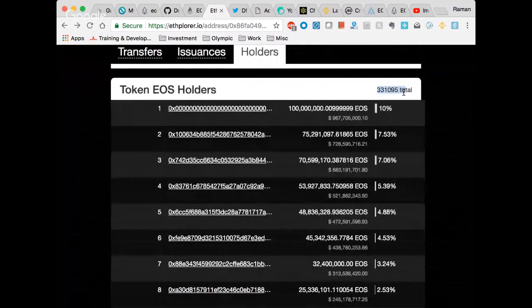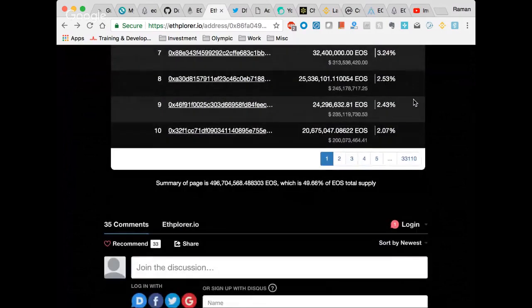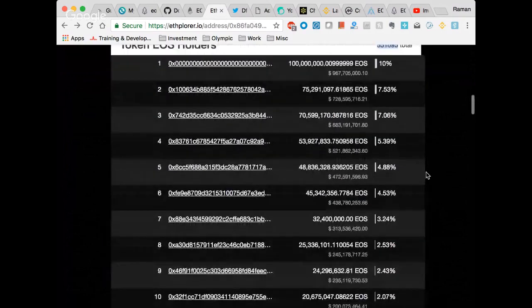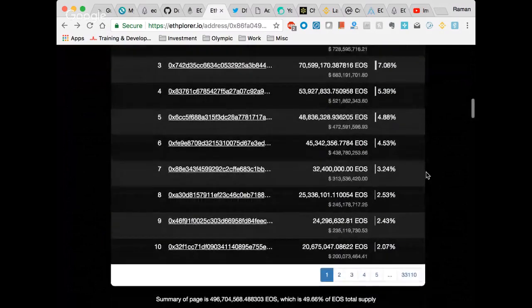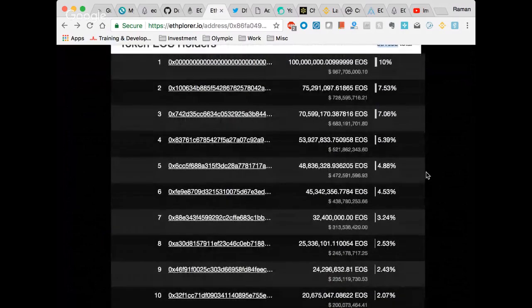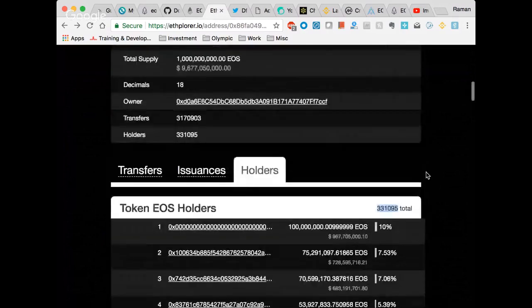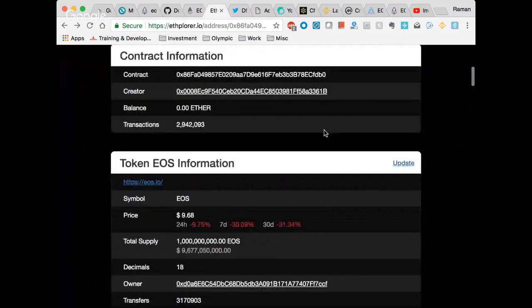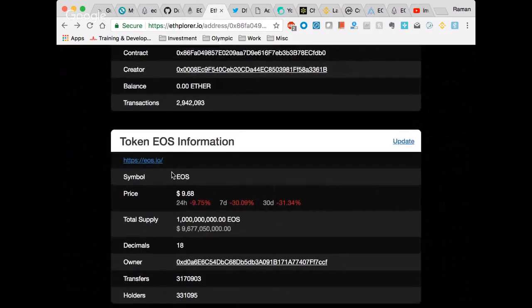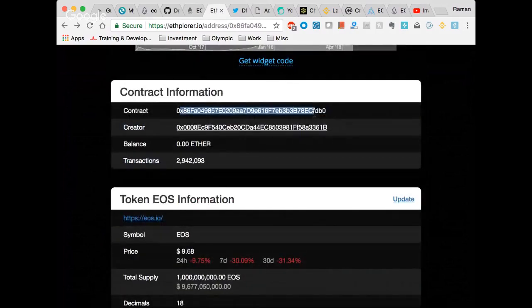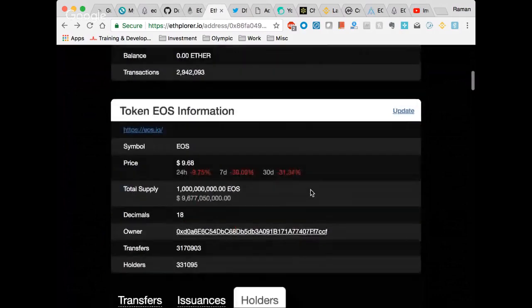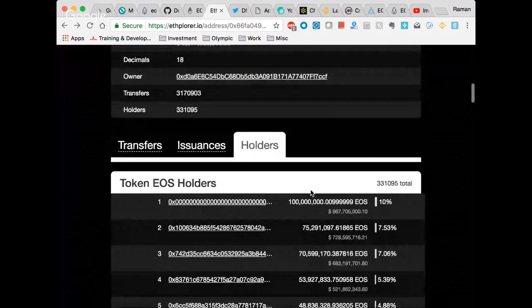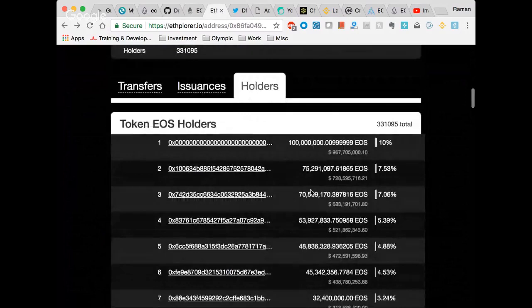As you can see, there are 331,000 total EOS holders according to this, and that is the number of people who have EOS tokens in their account. And this is very important for you to understand: this chain is frozen. This particular contract, which was the EOS ERC20 token, is frozen. Nobody can trade it.